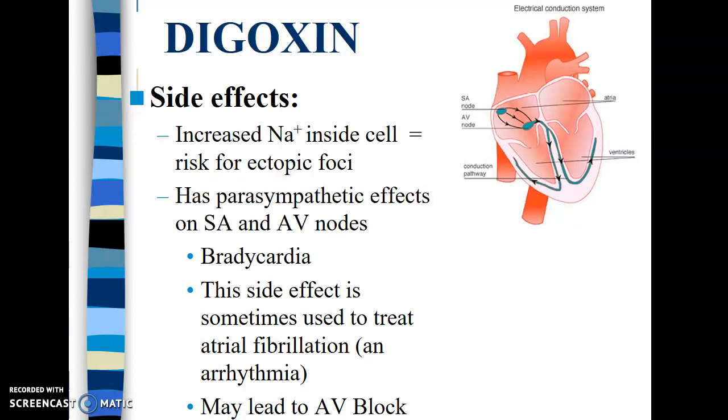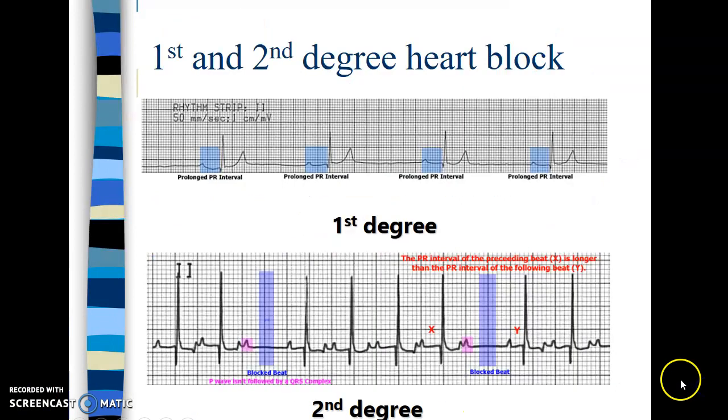Because we have this bradycardia and this effect on the SA and AV node, we can get AV block, atrioventricular block. And I'll show you what that is. We're going to go to the next couple of slides. So we'll start with what first degree AV block is, and that is simply prolonging the PR interval.